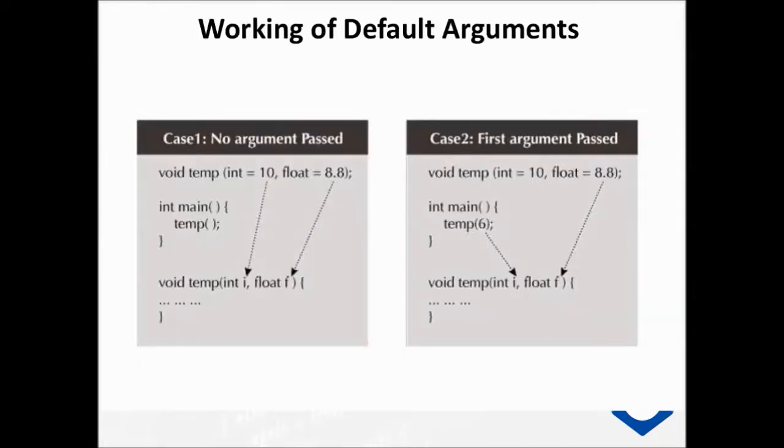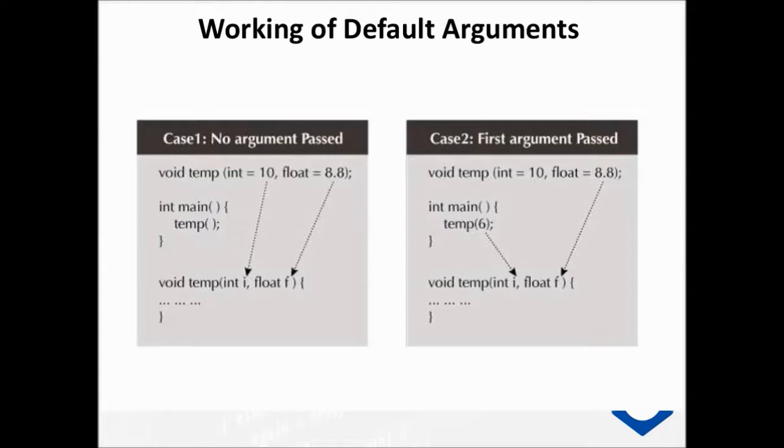So working with default arguments, we have 4 different scenarios. In the first image, case 1, no argument is passed. We create a function temp, and into the arguments we write int is equal to 10, float is equal to 8.8. Here we use two parameters, int and float, and we give them the default arguments 10 and 8.8.